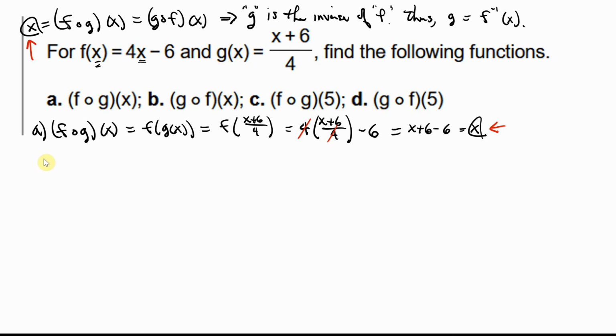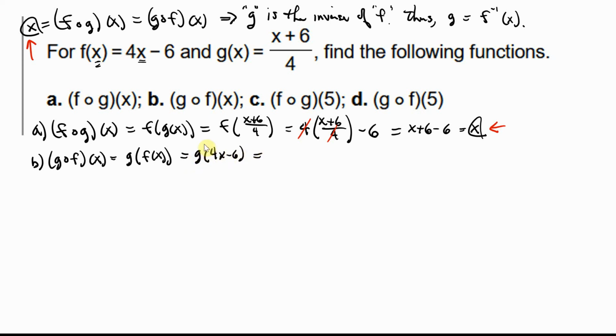Part B. Let's not get in trouble. Part B, G composed with F. G of F of X. So here, F of X, I'm going to put it there. It's 4X minus 6. So this is G of parentheses 4X minus 6.